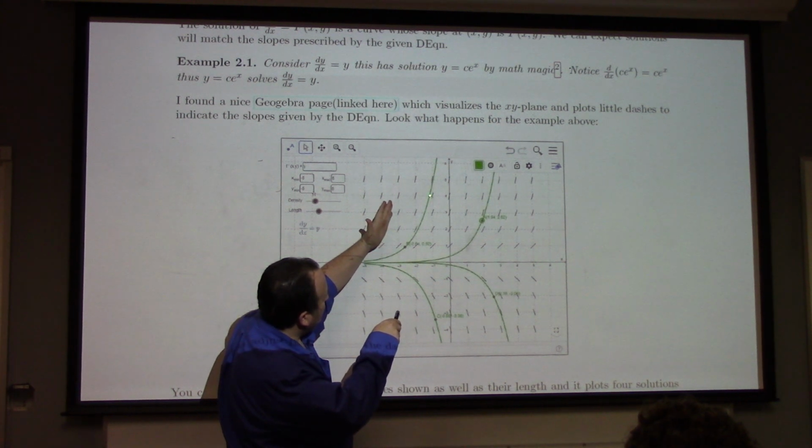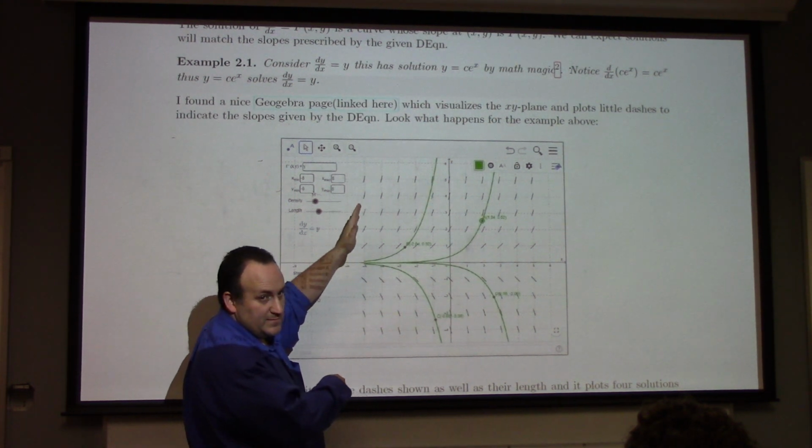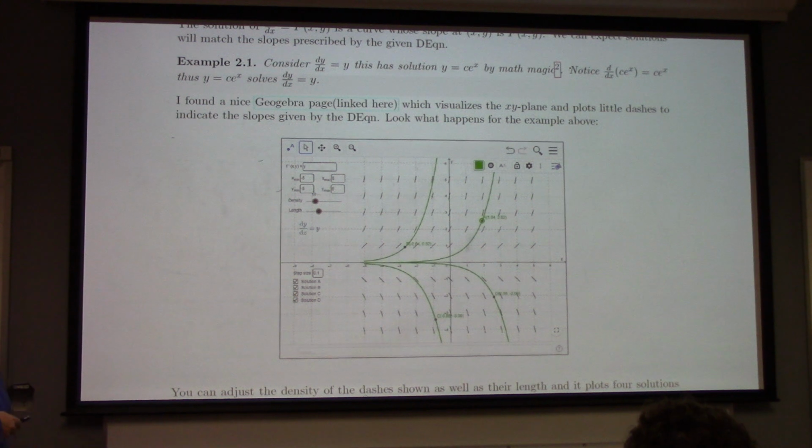It's got slope 3 up here. It's got slope 4 up here. It's got slope 5 up here. Do you get the idea? All right, this would have taken me 20 minutes to draw on the whiteboard, so technology has its place.